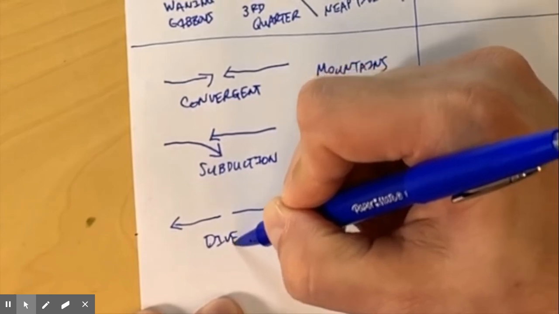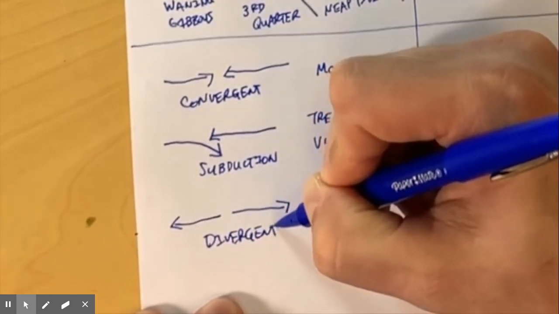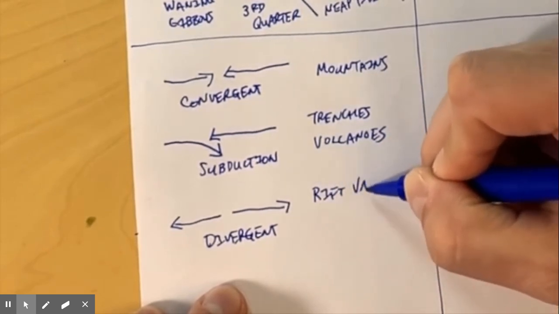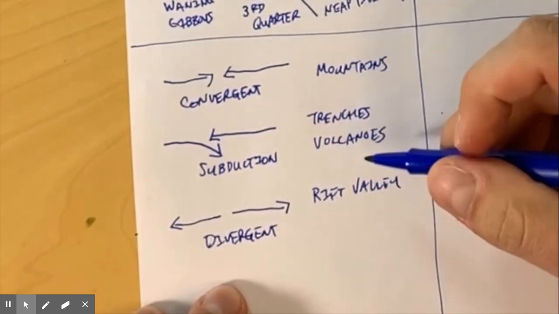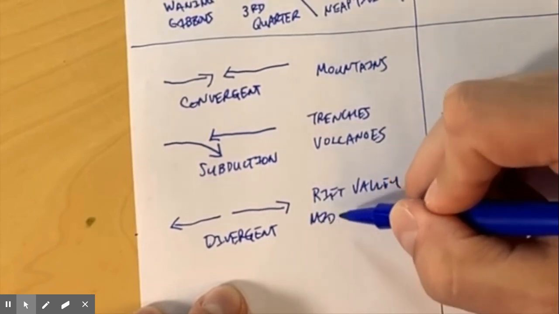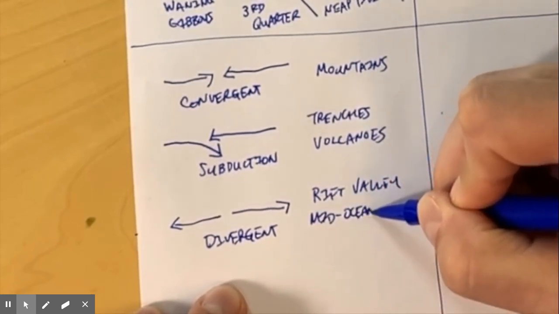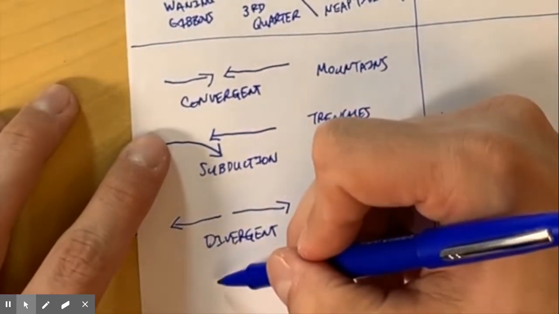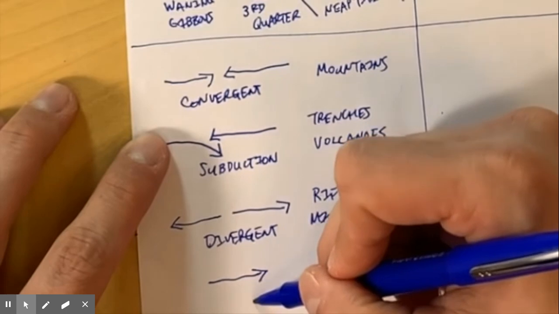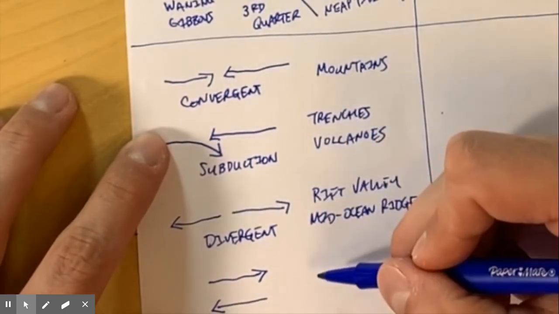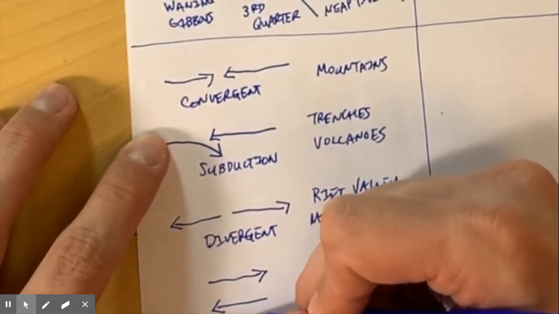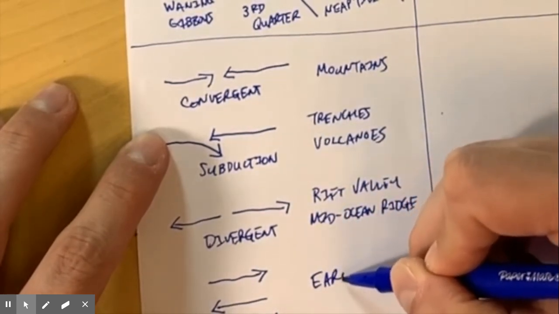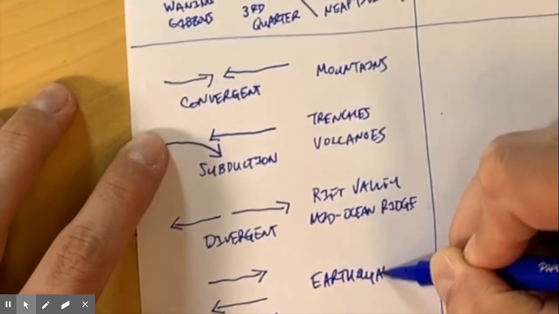Next, we have plates that are going apart from each other, or diverging. That's called a divergent plate boundary. When two continental plates diverge, they create rift valleys. And when two oceanic plates diverge, they create mid-ocean ridges. And then lastly, if plates are sliding by each other, these are called transform plate boundaries. When they slide past each other, they create earthquakes.